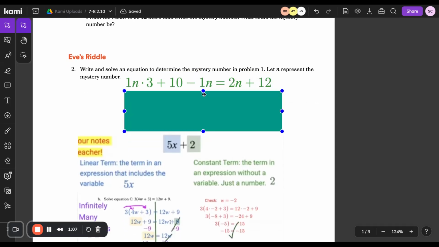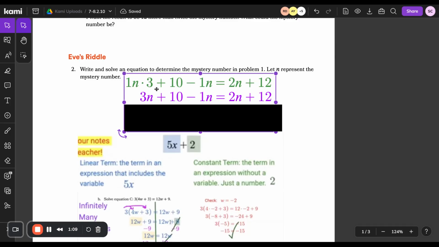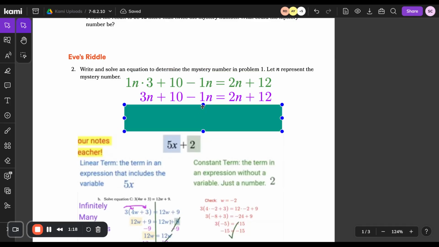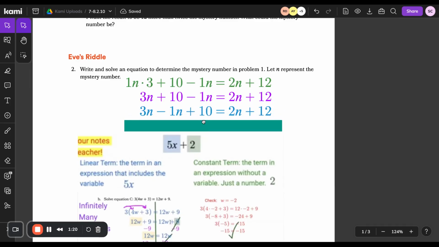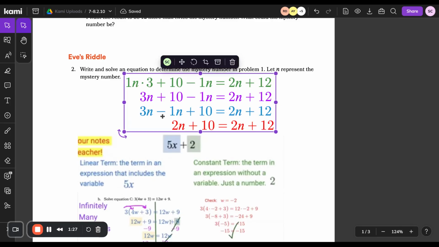And then simplifying what we have in our expression, we know the 1n times 3 is going to give us 3n. Then we have 3n plus 10 minus 1n is equal to 2n plus 12. And we're just going to keep simplifying. We now have 3n minus 1n plus 10, still equal to 2n plus 12. And then finally, for our last part, 3n minus 1n is 2n, plus 10 is equal to 2n plus 12.